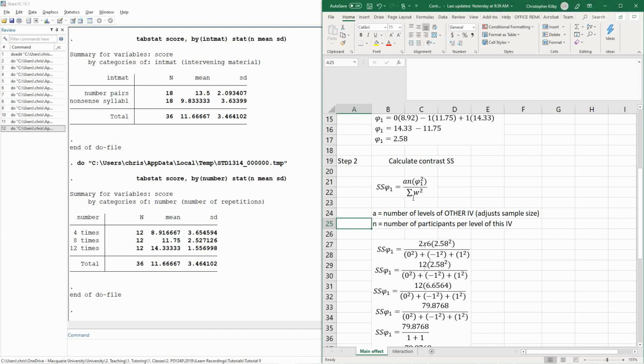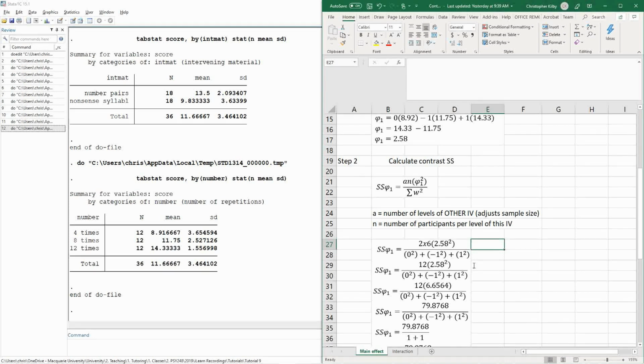Really, if you want to, you could simply say it's the number of people per group for the IV that you're testing, which in this case would be 12. But the technical formula is A by N. So if we write it all out, we get 2 for A, 6 for N, 2.58 squared, because that's what our contrast value was. And then what this sum of formula looks like would be 0 squared, because that's our first weight, plus -1 squared, that's our second weight, plus 1 squared. So each contrast weight is squared.